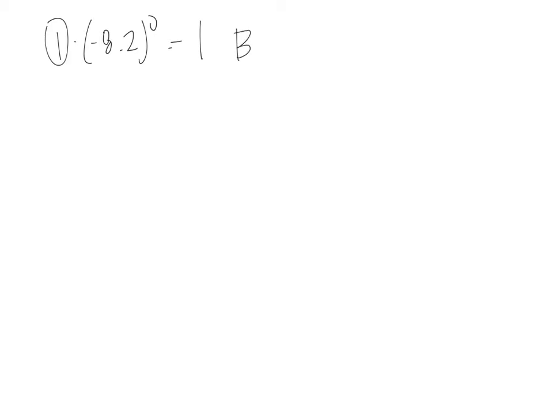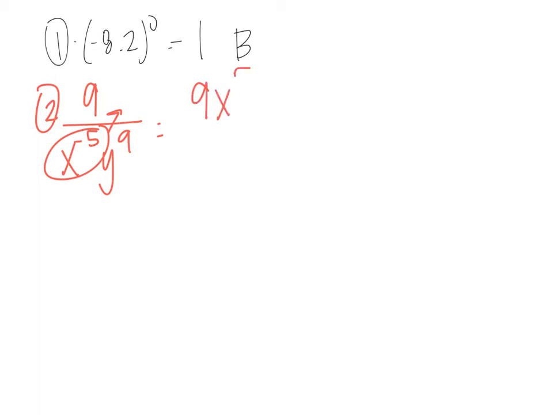Number 2, 9 over x to the negative 5, y to the 9th. We want to bring this to the top since it has a negative exponent in the bottom, and we get 9x to the 5th over y to the 9th, which is also B.